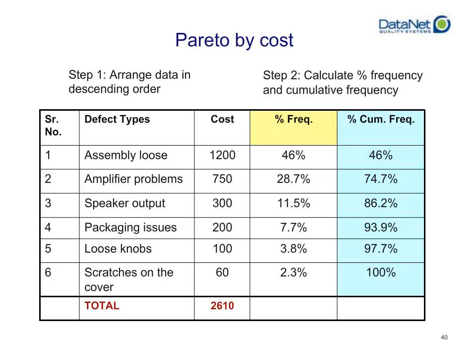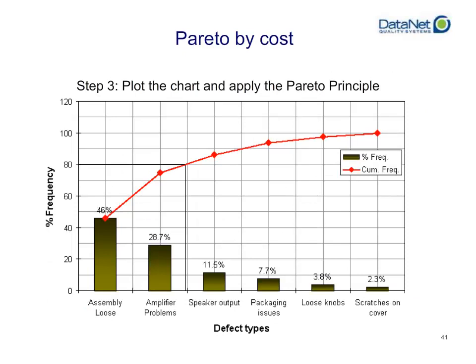You should always get about 100% for cumulative frequency, no matter if you do this by count or by cost. The next thing you're going to do is go ahead and plot the bar chart for the percentage frequency of cost for each one of the different defect types. In this case, assembly loose, then amplifier problems, then speaker output, then packaging issues, then loose knobs, finally scratches on the cover. Then you're going to go ahead and plot your curve for cumulative frequency for each one of the different points, for each one of the different additions that you've done for each defect type.